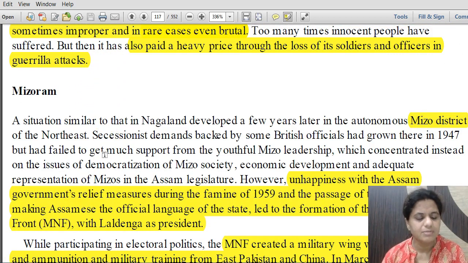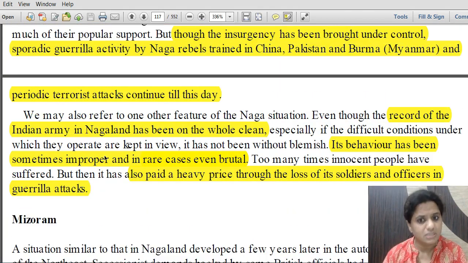So though Nagaland has been formed as a separate state, insurgents still continue to fight, as the original demand was of secession. And still the NSCN factions, these insurgent groups, are demanding a separate flag and a separate constitution. So the dispute is still not resolved.